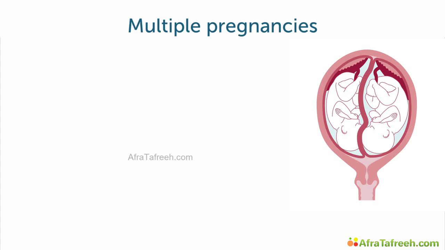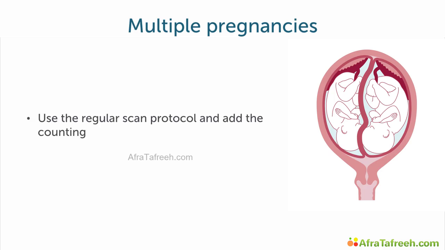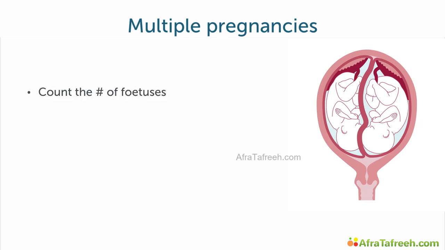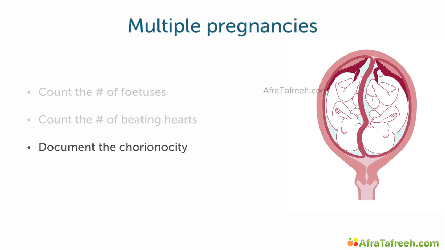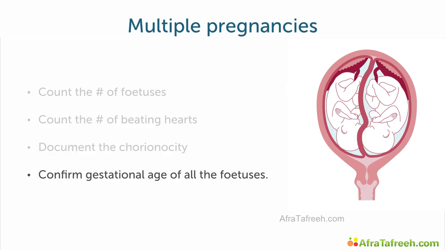Luckily, all these scenarios are rare, and mostly you will just find a normal, healthy pregnancy. But sometimes you're lucky and you will find twins or maybe triplets. If you find a multiple pregnancy, then it's even more important to use the regular scan protocol. And what you do then is add the counting. What are we counting? We count the number of fetuses, 1, 2, 3, or even more, and count the number of beating hearts, because we want them all to be vital. Document the chorionicity and confirm the gestational age of all the fetuses.